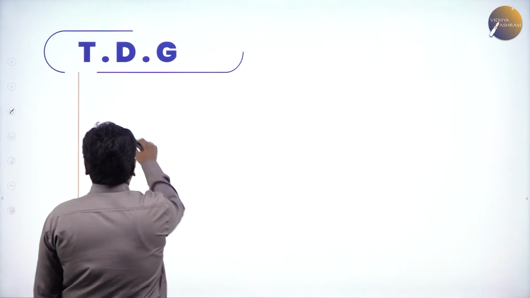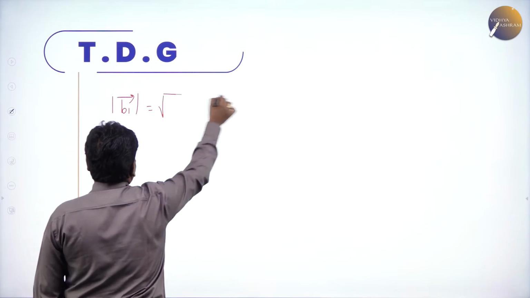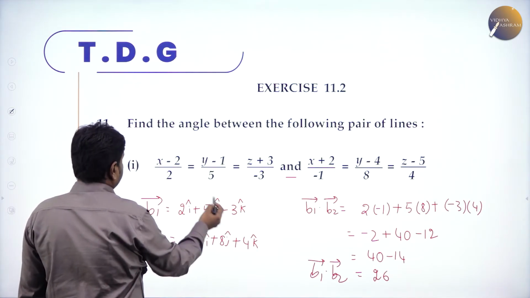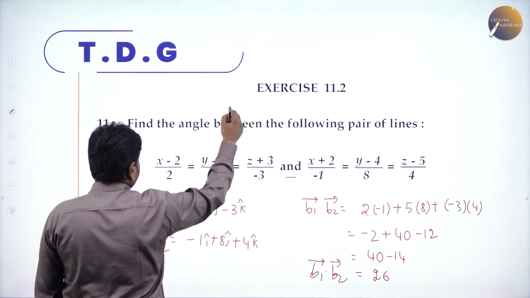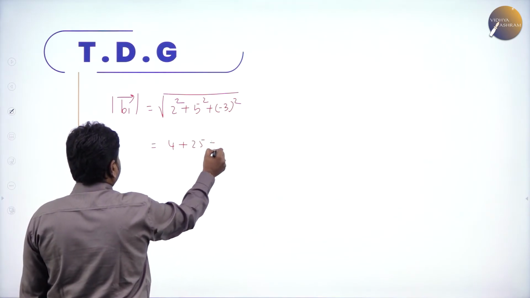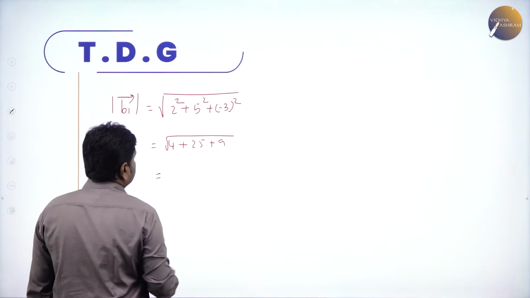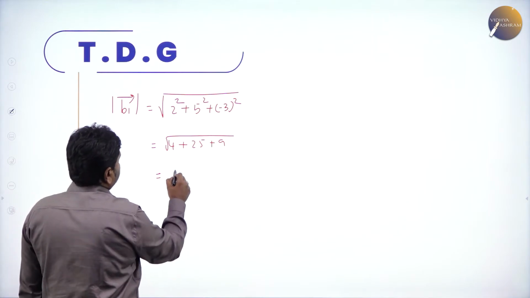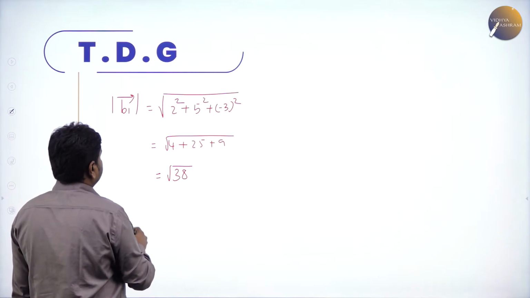Then find the magnitudes. All of you know how to find the magnitude of b1. Magnitude of b1 is root of, what are the coefficients of b1? Minus 2, 5, minus 3. So 2 square plus 5 square plus minus 3 square, that is 4 plus 25 plus 9 under root, that is 38 under root.